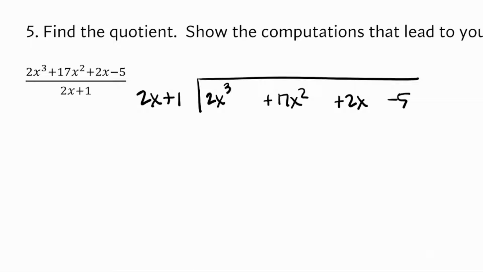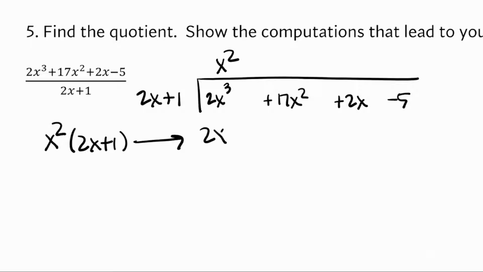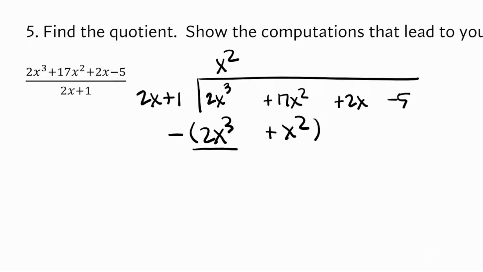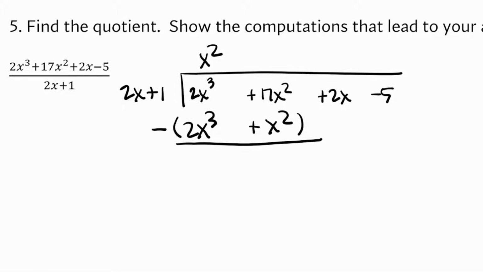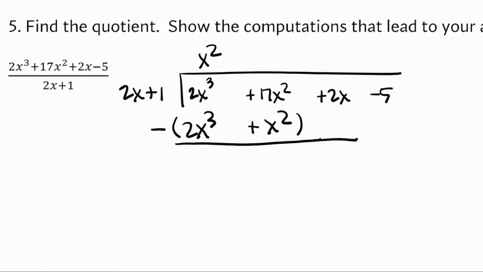I think to myself, what do I multiply this 2x by to get 2x cubed? And that would be x squared, since 2 times 1 is 2, just 2 powers of x. So I'll multiply that x squared onto the 2x plus 1, and I'll get 2x to the 3 plus x squared. That's what I'm going to be subtracting here. And 2x to the 3 minus 2x to the 3 is nothing. 17x to the 2 minus an x to the 2 would be 16x to the 2. I'll drop this down.